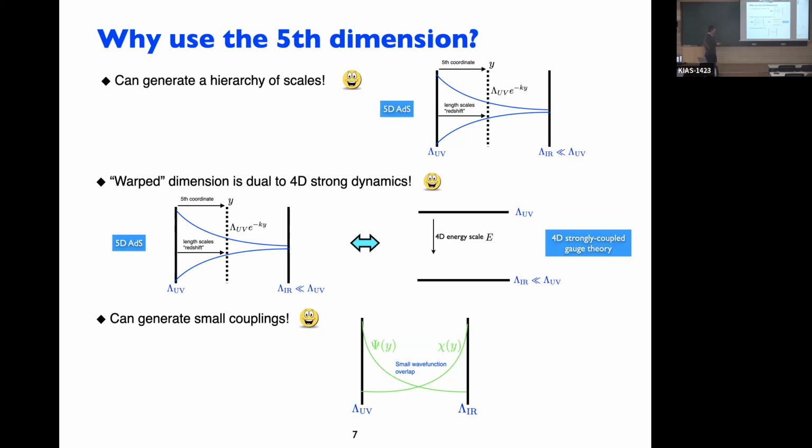And so that's one of the main reasons for studying these kinds of questions from the perspective of the warped dimension, the fifth dimension. And indeed here, I've shown you a bit of the dictionary for 5D AdS, where this is the fifth dimension. The fifth dimension is dual to the 4D energy scale. The UV brane is some UV energy scale. And then as you move into the fifth dimension, you run down in energy to the infrared scale. So you've got this nice dictionary. And then finally, you can use the geometry to generate small couplings. So these are all the attractive features of using this framework to try to tackle some of the questions that I was addressing on the previous slide.